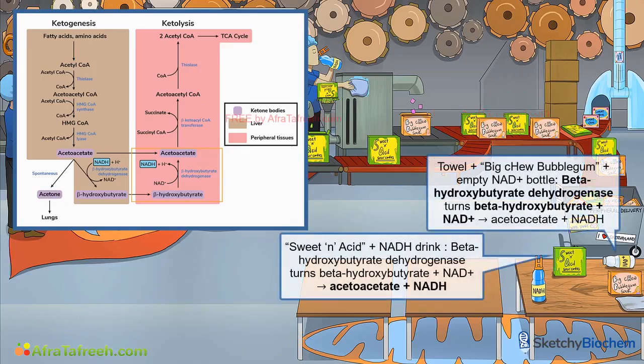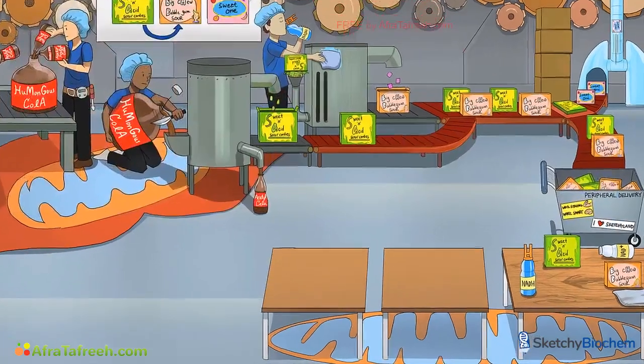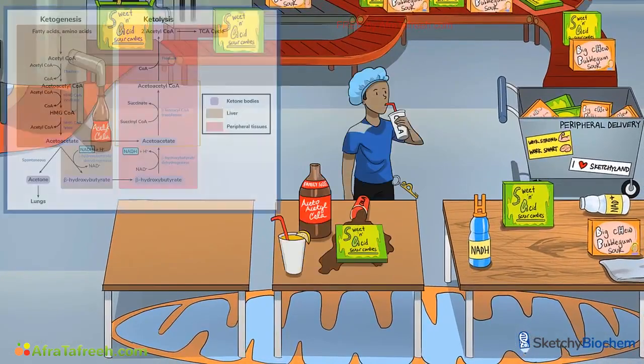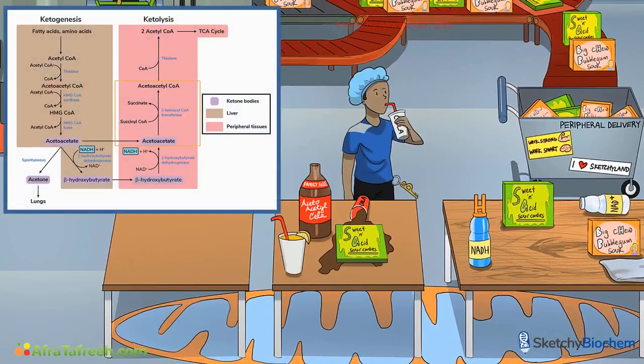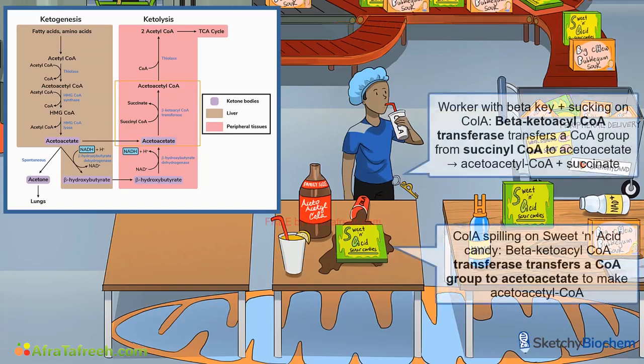First, beta-hydroxybutyrate dehydrogenase turns beta-hydroxybutyrate and NAD+ back to acetoacetate and NADH. Then, beta-ketoacyl-CoA transferase transfers CoA from succinyl-CoA to acetoacetate, making acetoacetyl-CoA and succinate. You'll see a worker with a beta key hanging from his belt sucking on a cola. We could probably assume that he spilled cola over the sweetened acid candy.